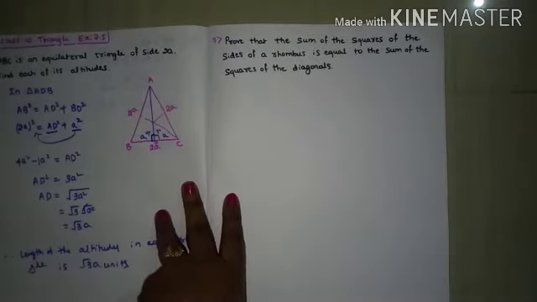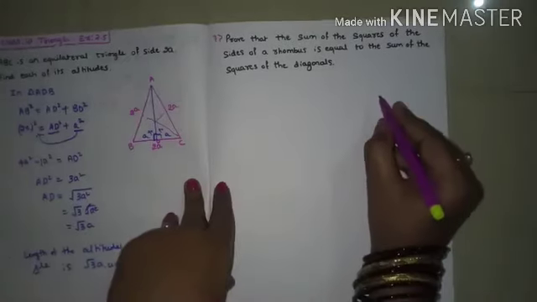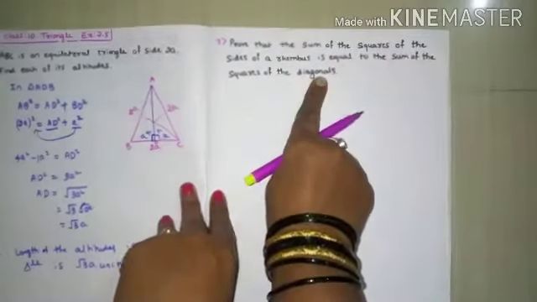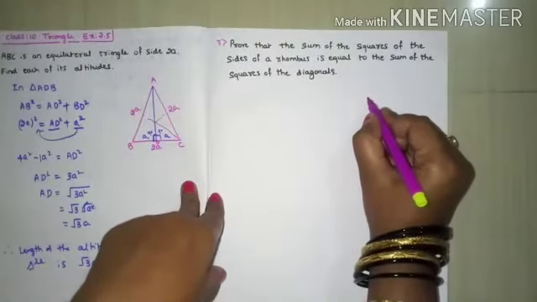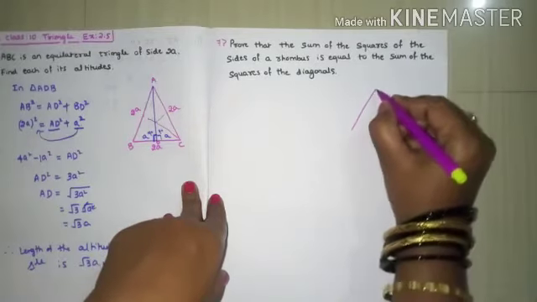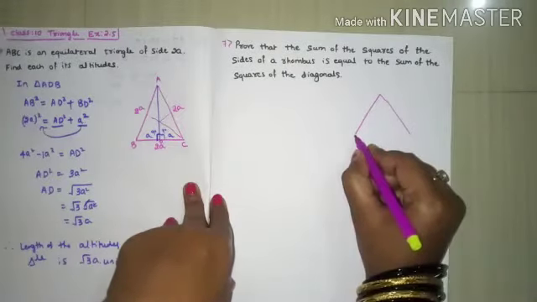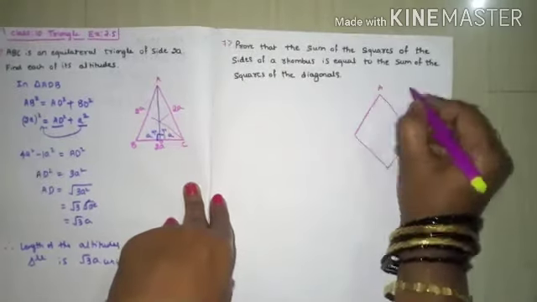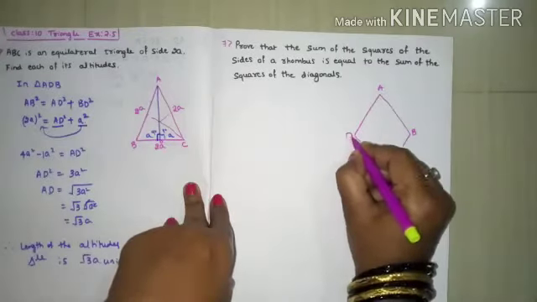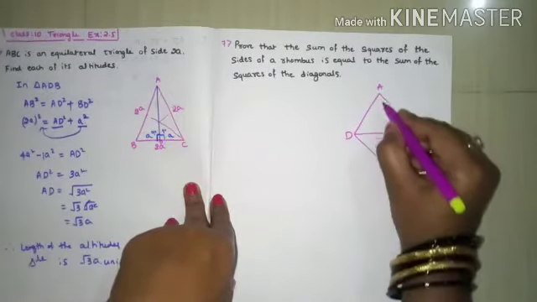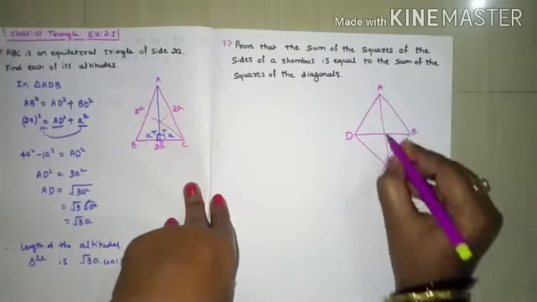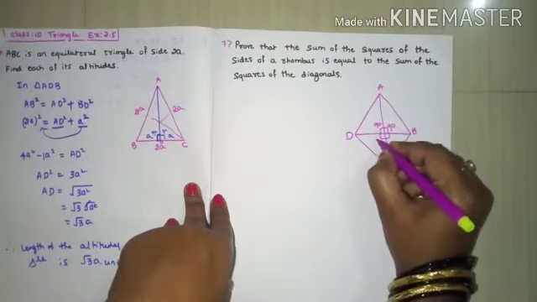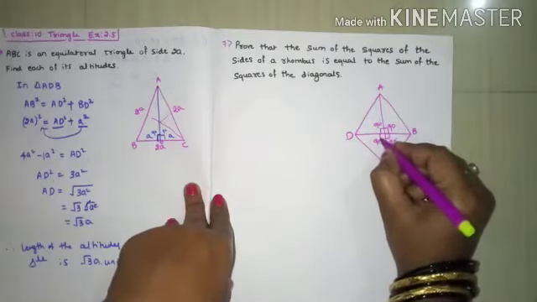First I will draw the diagram here. Prove that the sum of the squares of the sides of the rhombus is equal to the sum of the squares of the diagonals. What we have to prove, just I will draw the diagram and I will show you. Rhombus will be like this. All the sides will be equal and the opposite sides will be parallel in the rhombus. Here A, B, C, D. All the sides will be equal and these diagonals will bisect each other at a 90 degree. At the center, all these angles will be 90 degree. These are the properties of a rhombus.